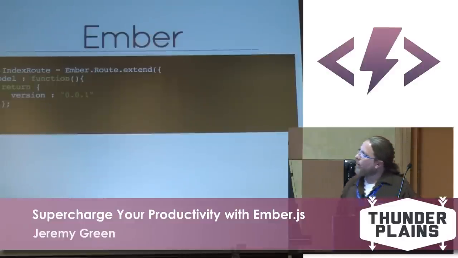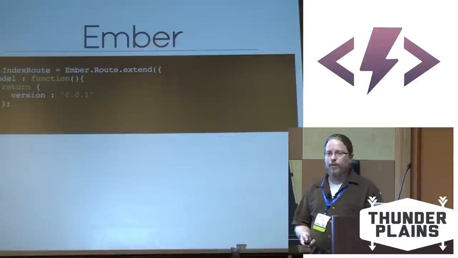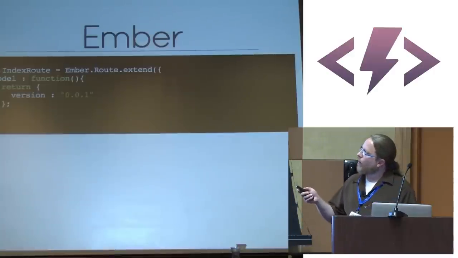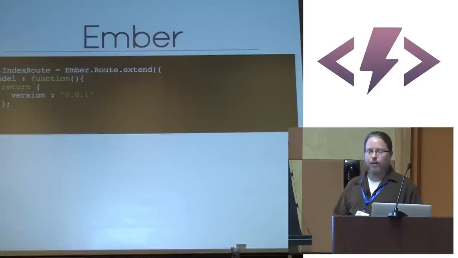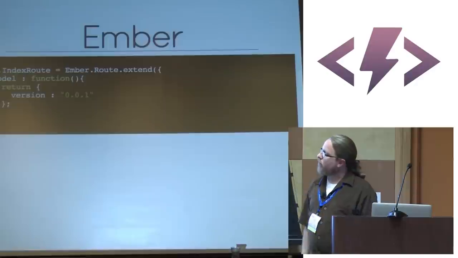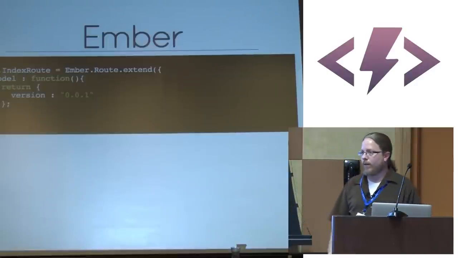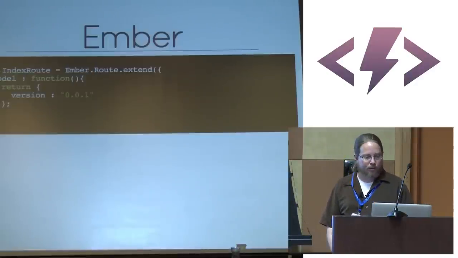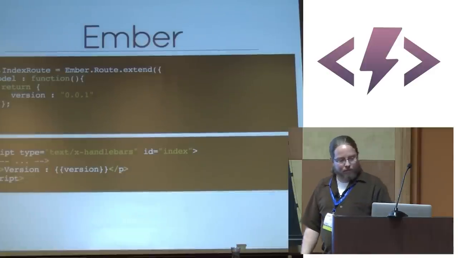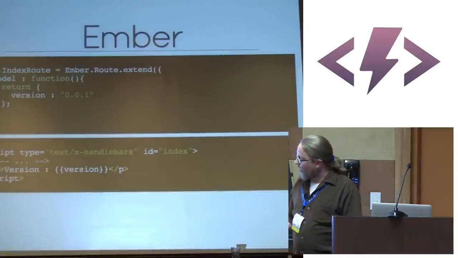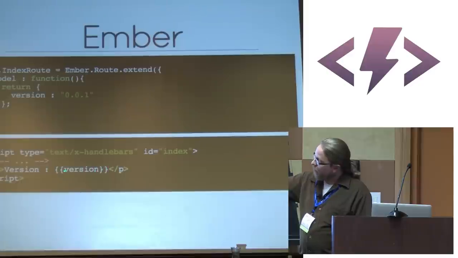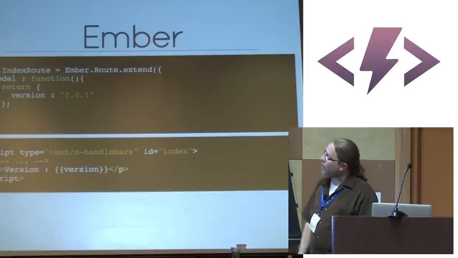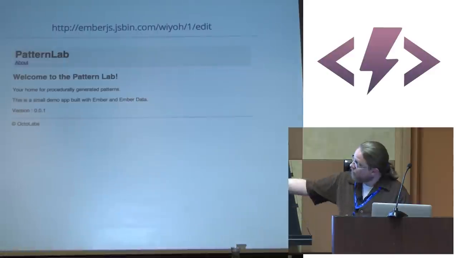So in Ember, this is where you start getting into implementing a route. In our index route, we're going to say that the model that we return, which is going to be displayed by our template, is just a hash that has one key value pair. The key is called version, and the value is whatever our current version number is. Then in the template for the index, you can just refer directly to the property of the model that was returned. So here we just have double curlies and version. And so that's going to output 0.0.1 right up there.